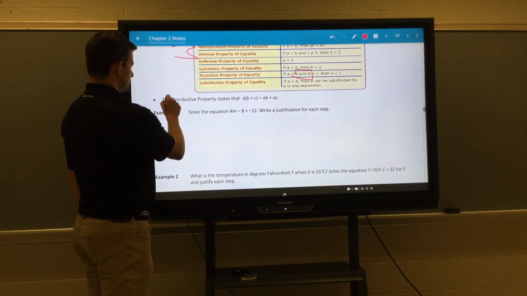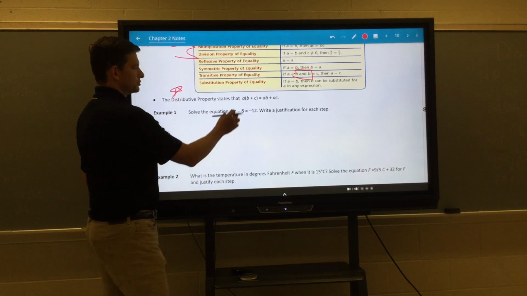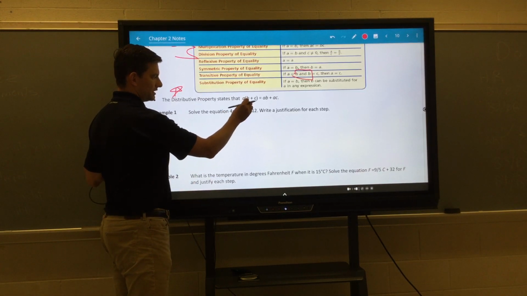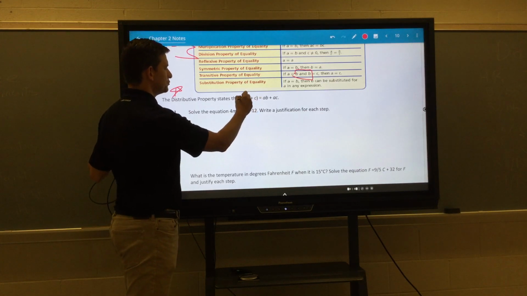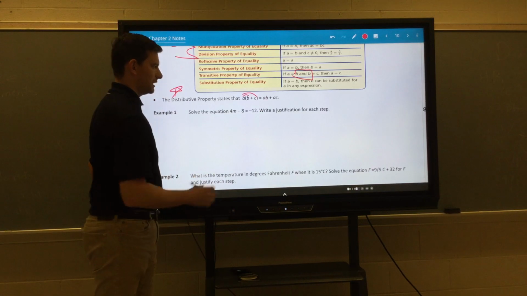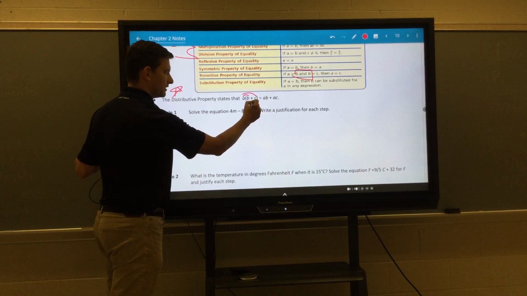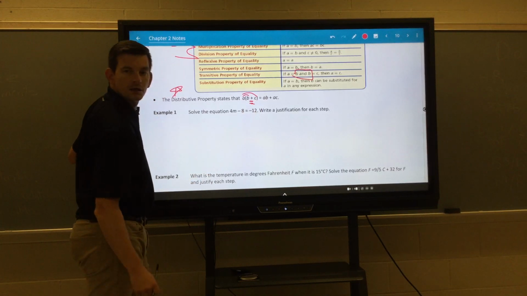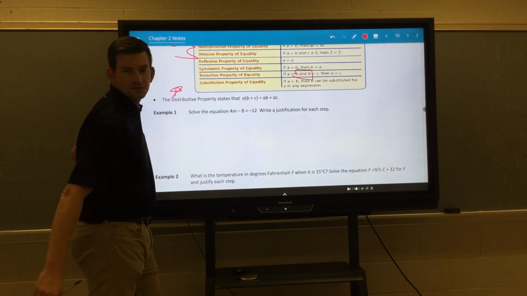This is not new, the distributive property, but it's good to have a refresher of that. Distributive property says if you have the quantity A times B plus C, you're allowed to distribute that coefficient A to both terms, A times B plus A times C. This only applies when you have addition or subtraction inside the parentheses right there, connecting those two B and C terms.